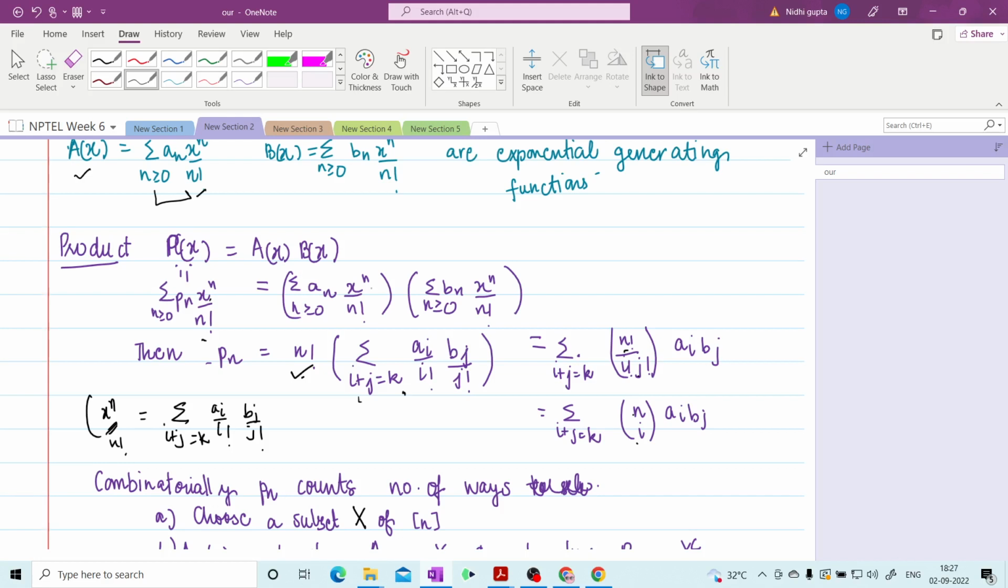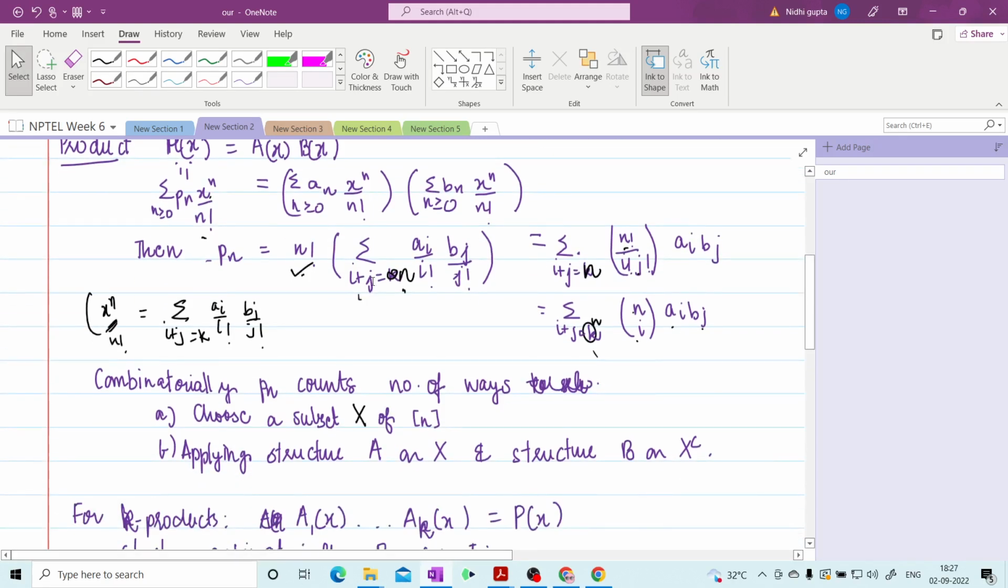This should be i plus j equal to n. Sorry, i plus j equal to n. And since j is equal to n minus i, we get the product term as the sum of n choose i, a_i, b_j.